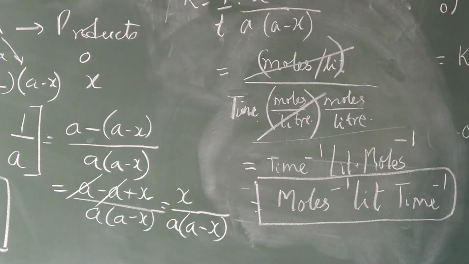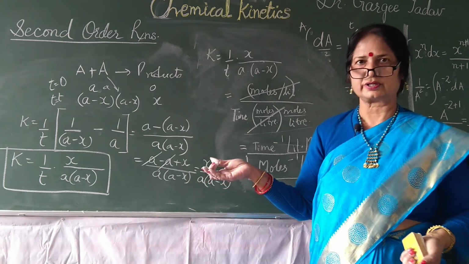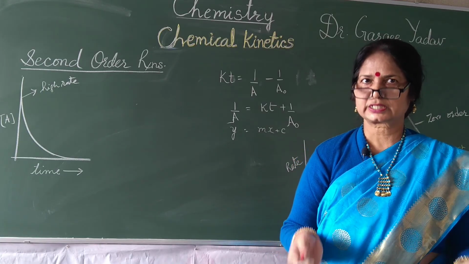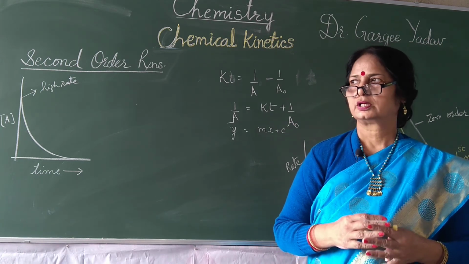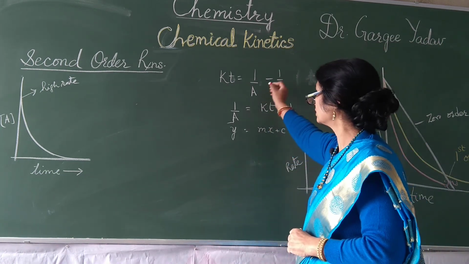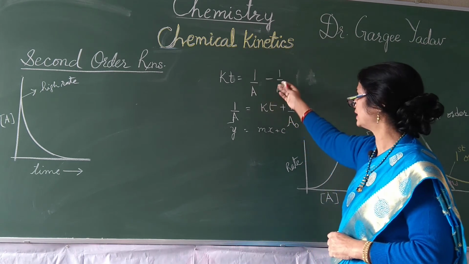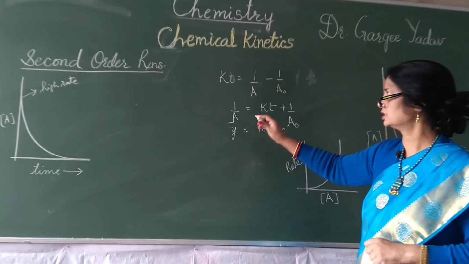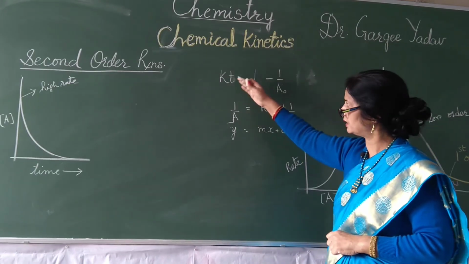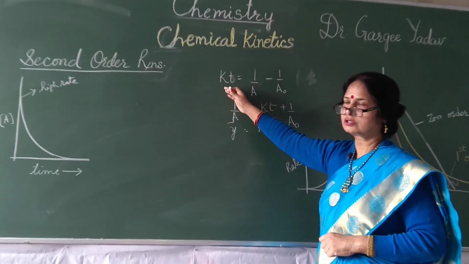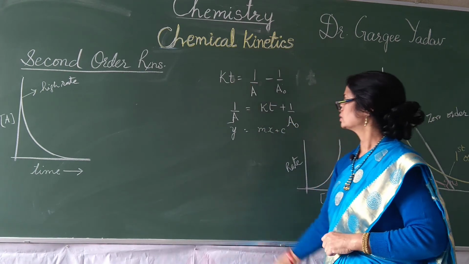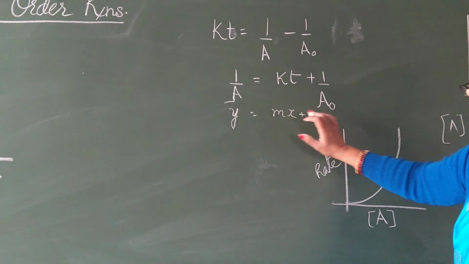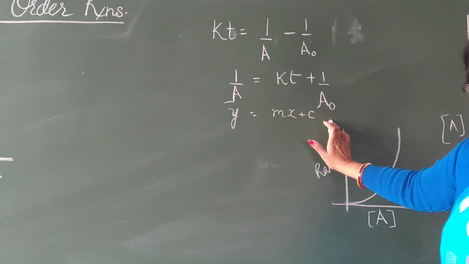Okay, so that's all for the second order reaction. What type of graphs can we sketch for a second order reaction? As we have seen, the integrated rate law equation was kt is equal to 1 upon A minus 1 upon A naught. A naught is our initial concentration, and A is the concentration after time t. k is the rate constant, and t is the time. So if we do a bit of rearrangement, we will get it in the form y is equal to mx plus c, which is the equation for a straight line.